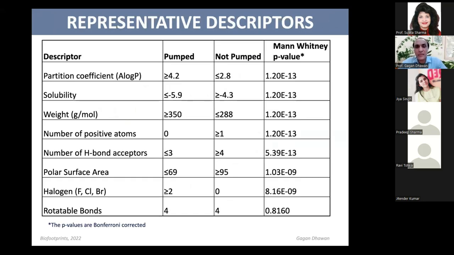So these are the physicochemical parameters. If you see, these are the different descriptors like partition coefficient, solubility, weight, number of positive atoms, hydrogen bond acceptors, PSA, polar surface area, halogen and rotatable bonds. And these are the values for molecules which are pumped and not pumped.